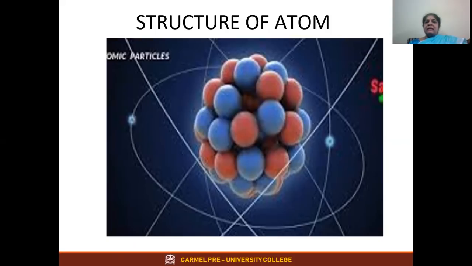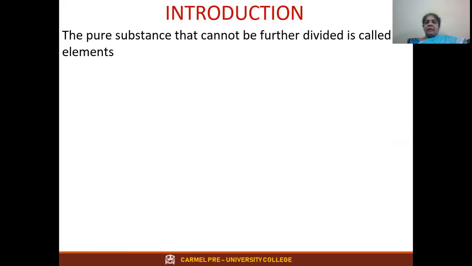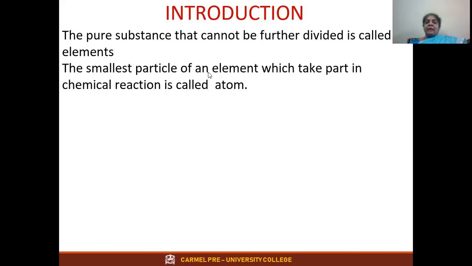Okay, structure of atom. Introduction to structure of atom. The pure substances that cannot be further divided are called elements. The smallest particle of an element which takes part in a chemical reaction is called an atom.